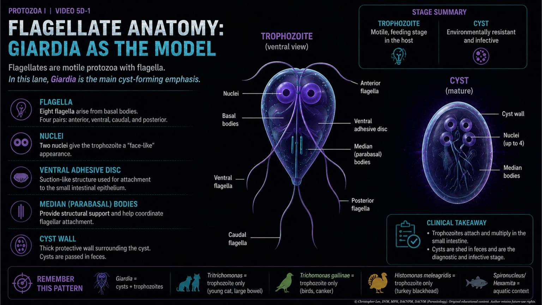The cyst is the durable stage. Its protective wall permits environmental survival, and a mature cyst can contain up to 4 nuclei. Trophozoites attach and multiply in the small intestine. Cysts are shed in the feces and serve as the major infective form and an important diagnostic target. For this lane, remember the contrast. Giardia gives you trophozoites plus cysts. The remaining organisms are trophozoite-focused.